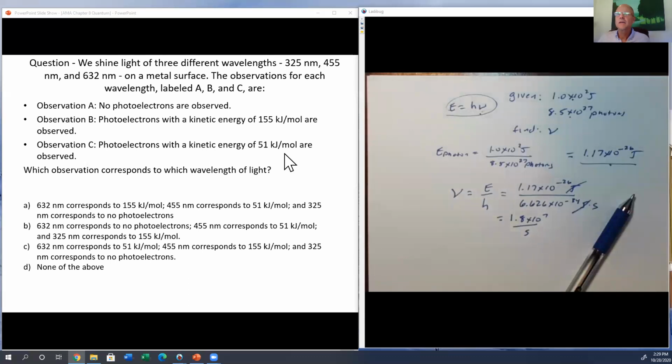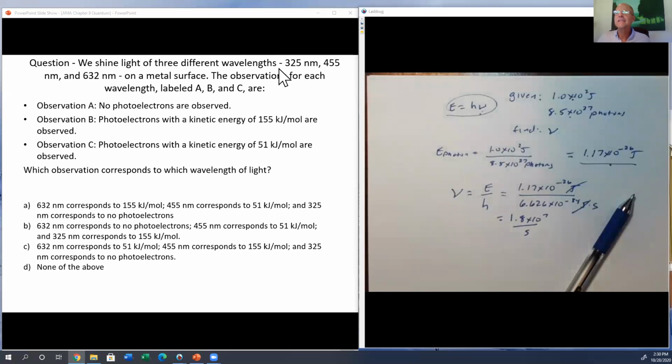Okay, so let me help you think through this a little bit. Which of these photons has the greatest energy? 325, 455, or 632? 325 has the greatest energy. So you would expect the 325 nanometer one to produce the photoelectrons with the most kinetic energy or least kinetic energy? Most, right? You'd expect this to produce the photoelectrons with the most kinetic energy, because that photon has the most energy.